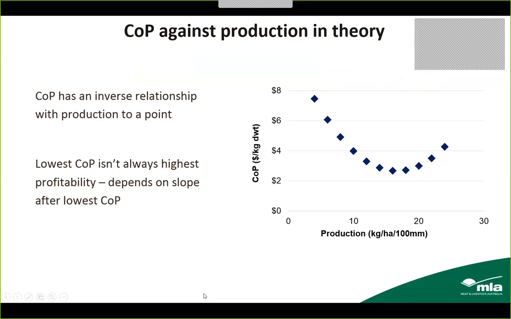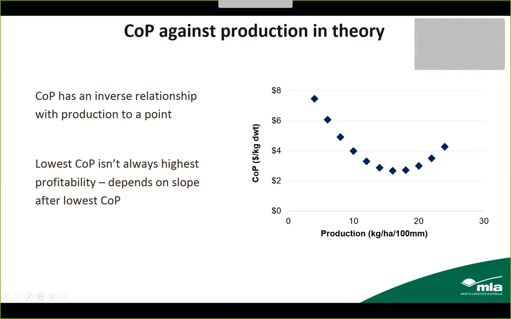This slide's an important one because it really talks about the theory of cost of production. I want to talk about this, and then I want to talk about the practice of cost of production, about what you see in the data, because it's really important. So the theory behind the relationship between cost of production and production is that there's going to be an optimum level of production before which cost of production falls and after which cost of production rises. So that's that bottom point in the graph.